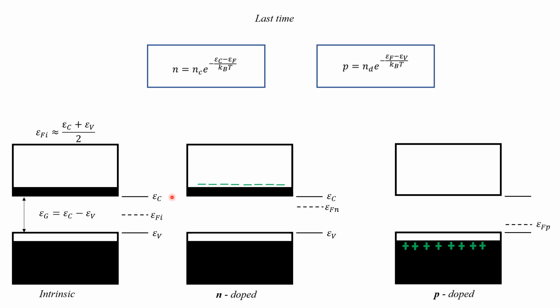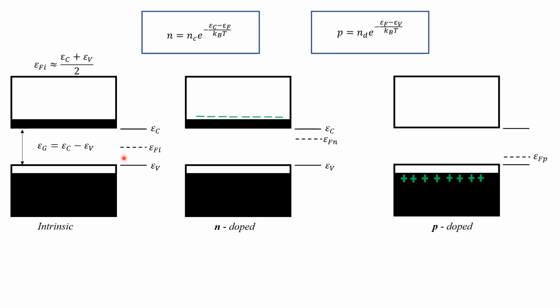We are denoting the Fermi level of an intrinsic semiconductor with the letter I, the Fermi level of an n-doped semiconductor with the letter N, and the Fermi level of a p-doped semiconductor with the letter P. And recall that these are the expressions connecting the concentration of particles with the Fermi levels.